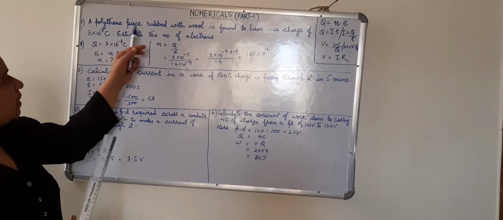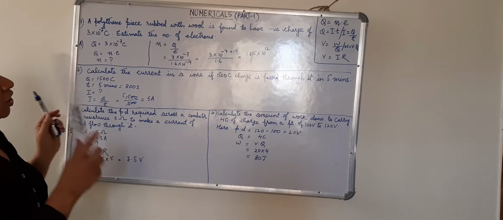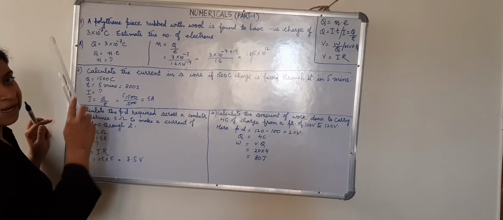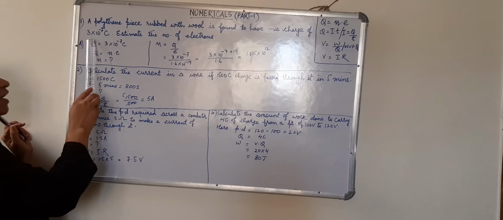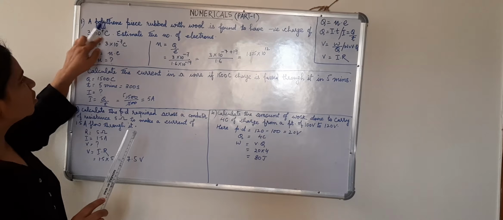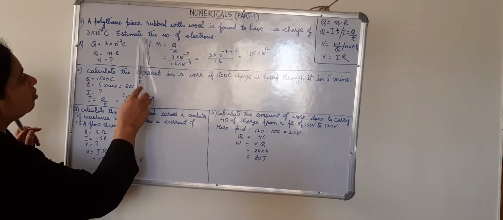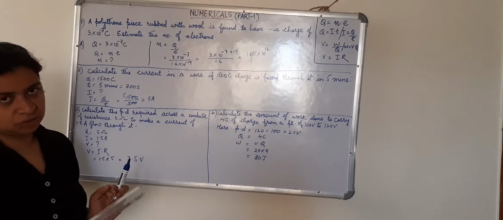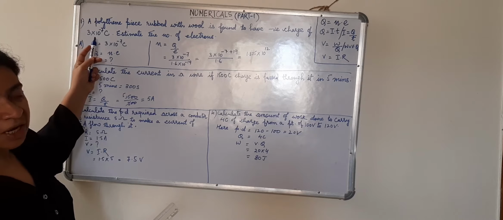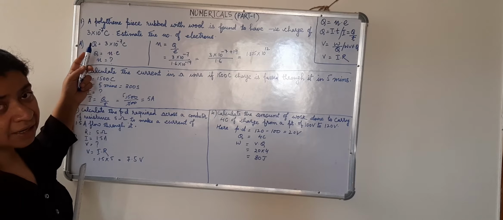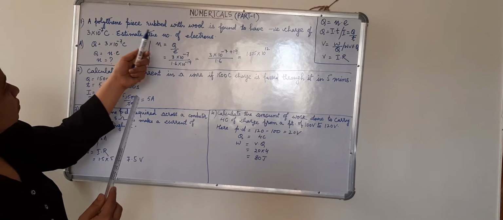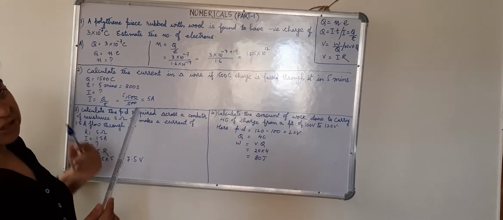When you rubbed a piece of polythene with wool, you calculated and found that it has acquired a negative charge of 3 into 10 raised to the power minus 7 coulomb. As it is a charge, so see this coulomb. Estimate the number of electrons. Now the transfer of charge is this much, but how many electrons has it gained, or how many electrons has wool given to polythene?